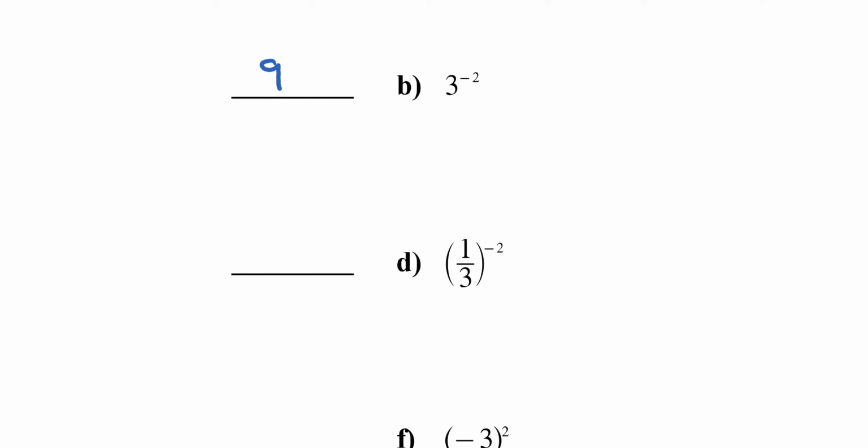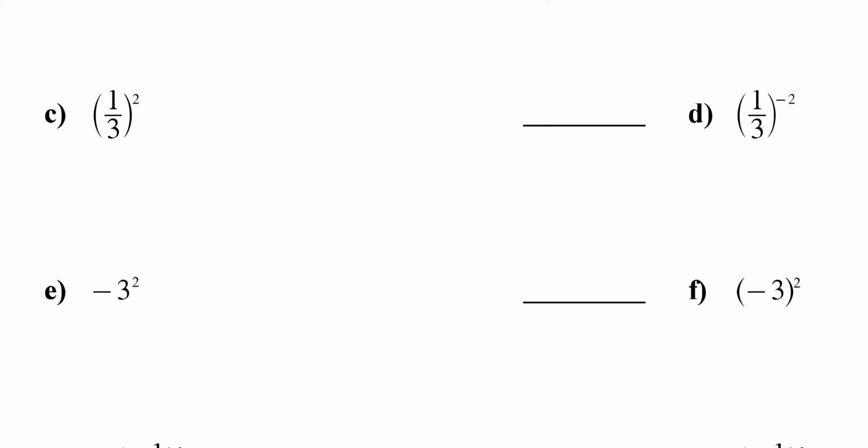For letter B, once I have my negative exponent, what you do with that is you do 1 divided by, and then you put all of this underneath as a positive exponent. And once you do that, the final answer is 1 over, and 3 squared is 9. So 1 over 9 is the final answer for letter B.